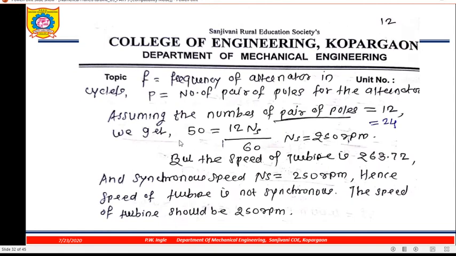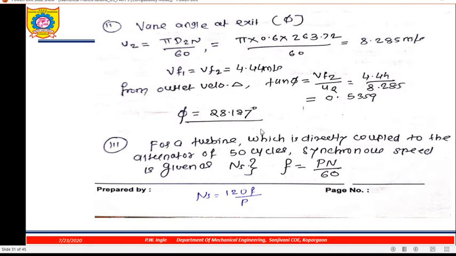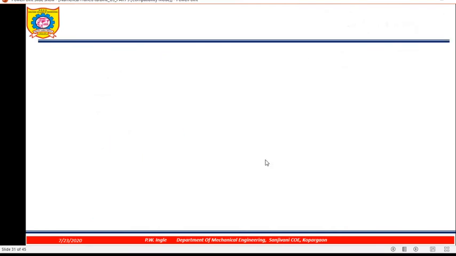Assuming the number of pair of poles as 12, 50 equal to 12 Ns by 60, so Ns is 250 rpm. But the speed of turbine which we have got is 263.72 rpm.